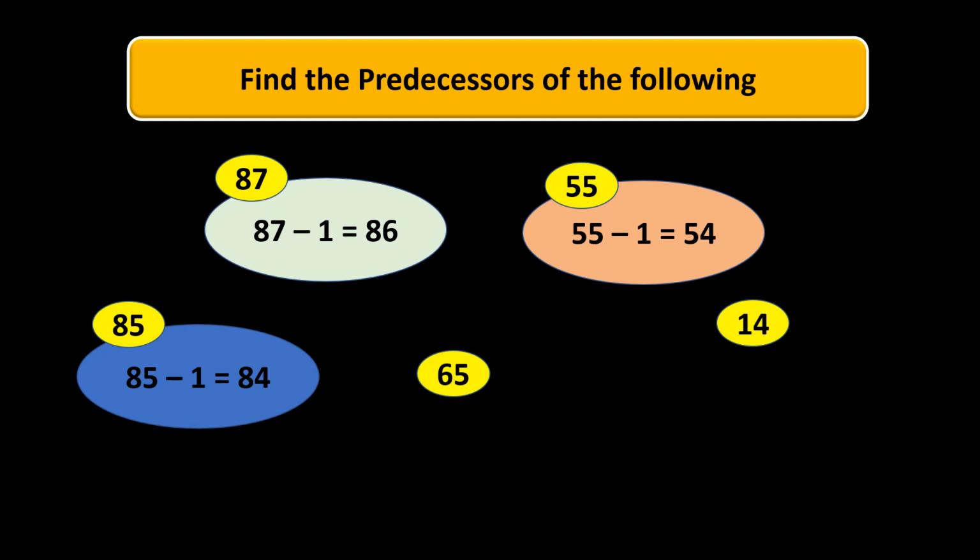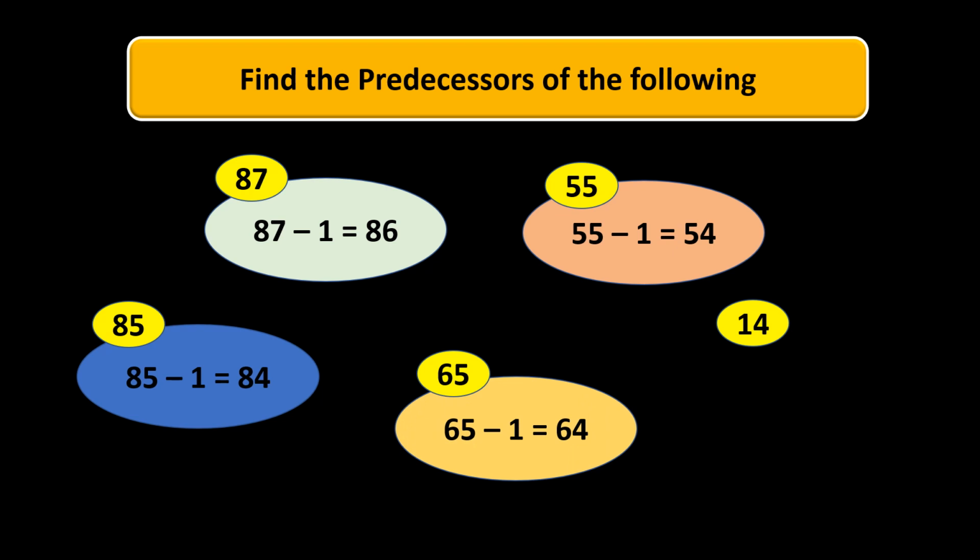65. Let's solve this. 65 minus 1 gives 64. Take away 1 from 65 and what you get? The predecessor of 65. Which number comes before 65? 64 comes before 65. So you have obtained the predecessor by subtracting 1 from 65. Take away 1 and you get 64.